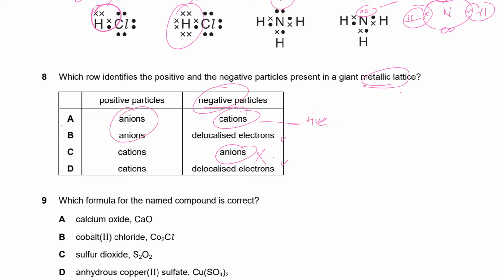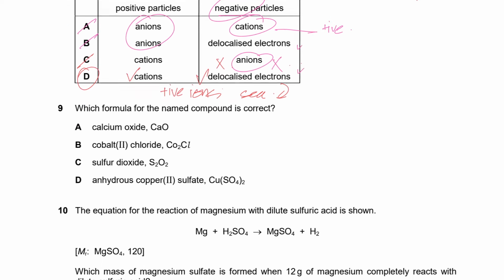So the positive particles are not anions, and the negative particle is not the cation. So you would have cations as the positive particles and delocalized electrons as the negative particles, because that's what a metallic lattice is. It's a lattice of positive ions, which are called cations, in a sea of delocalized electrons, which are the negative particles, right? Because the electrons have a negative charge.